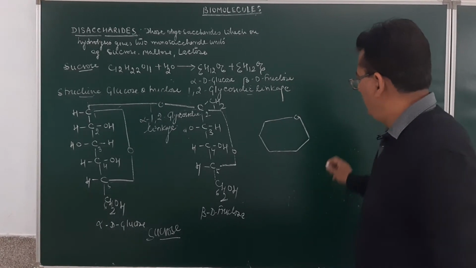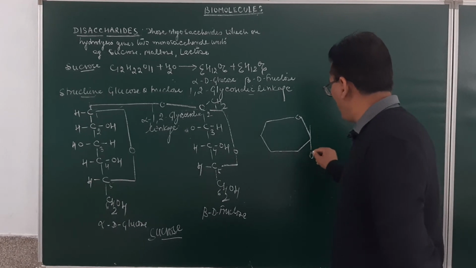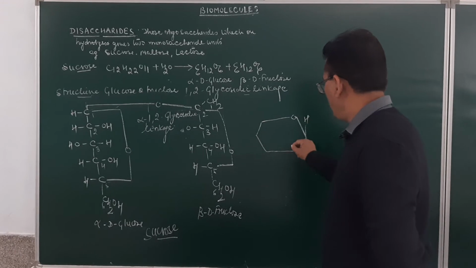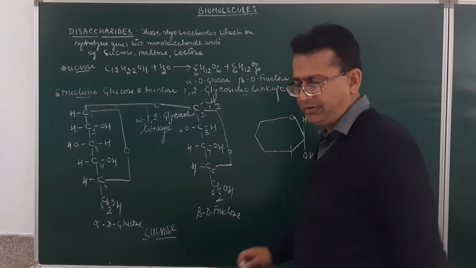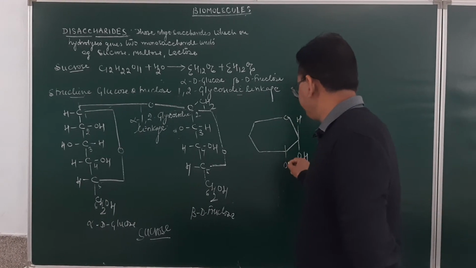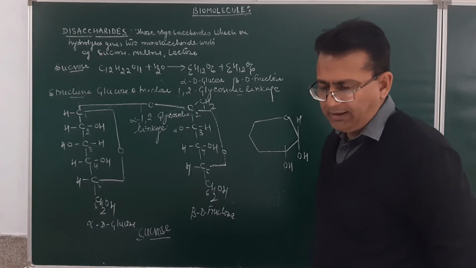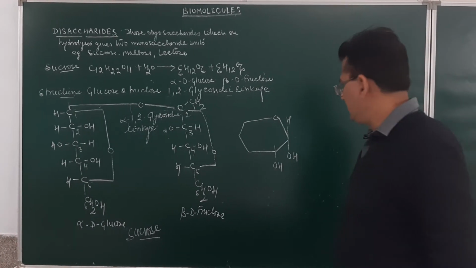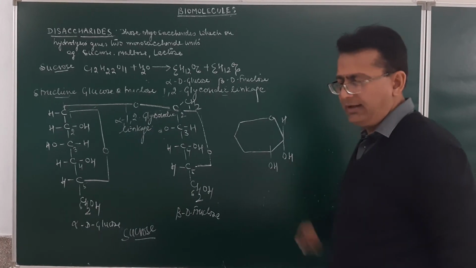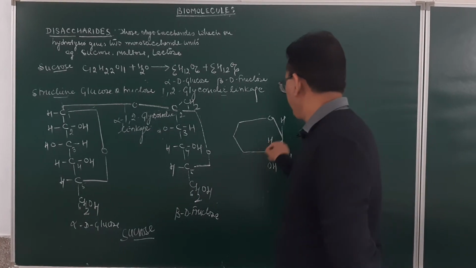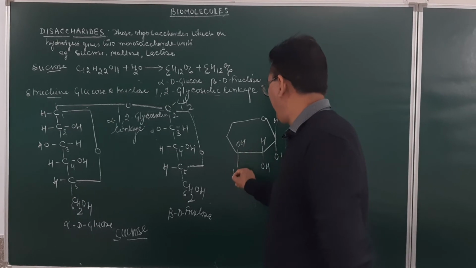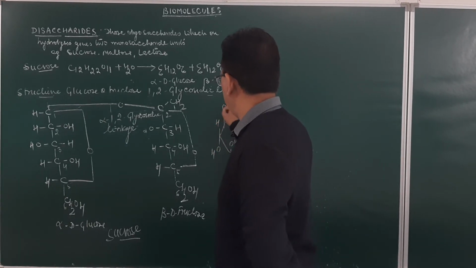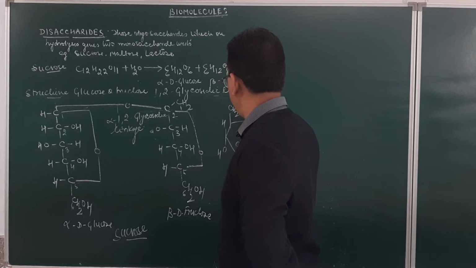Alpha glucose. So the OH group will be toward the lower side. And this will be H. Then again over here, if you make this structure, this will be OH. And the another one over here. This will be OH over here, H. Then OH and then H. Then OH, then H, then CH2OH and then H.